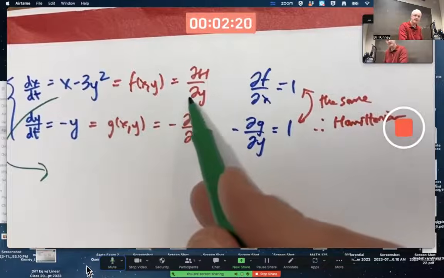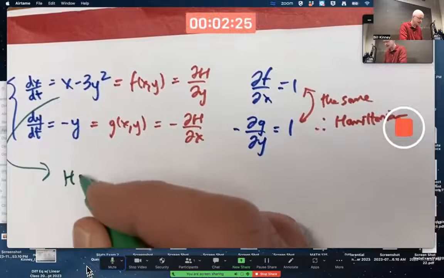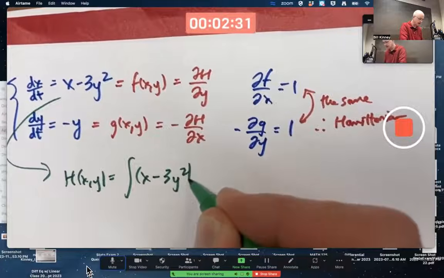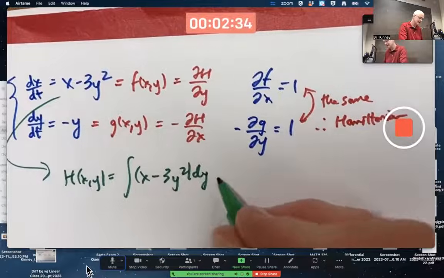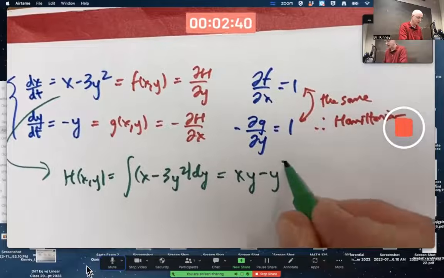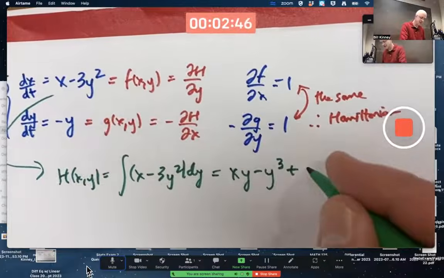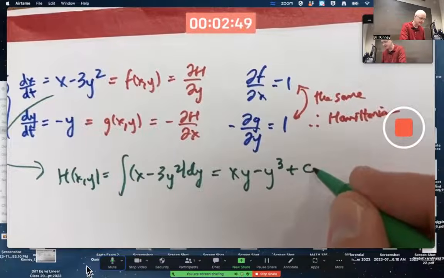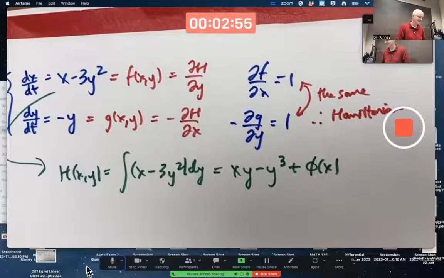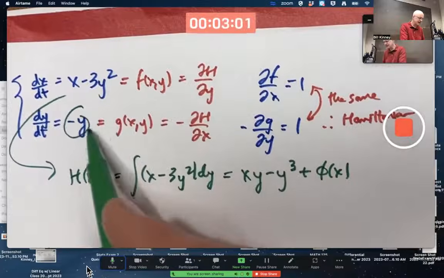x minus 3y squared needs to be the partial of h with respect to y. So integrate with respect to y. Integrate x minus 3y squared with respect to y, treating the x as a constant, gives x times y, again treating the x as a constant, minus y cubed. But then don't forget your integration constant, which could depend on x, because we're treating x as a constant when we do this. Call it phi of x. And then you want to solve for phi of x by using the other condition that these two things are the same.